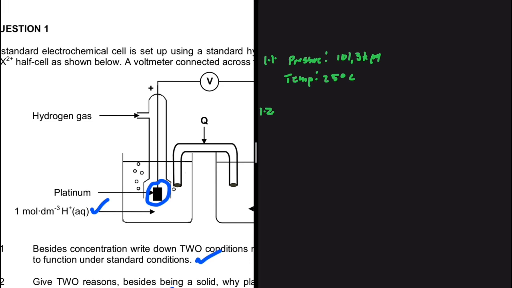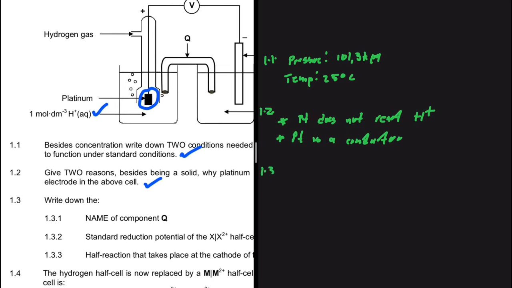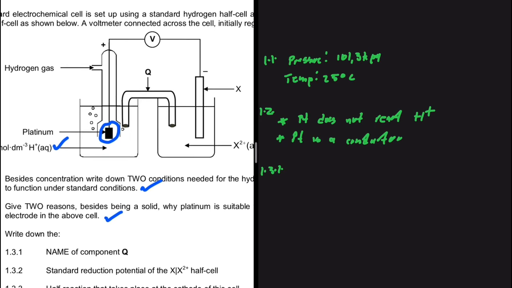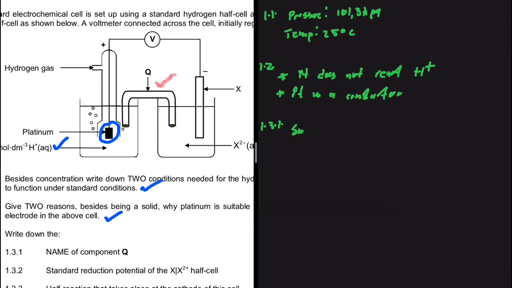But apart from platinum being a solid, what other properties does it possess? Platinum does not react with H+. So that is one of the reasons why it is being used as an electrode. And another reason is that platinum is a conductor. At 1.3, we're supposed to write down the name of component Q. This is a galvanic cell and component Q should be a salt bridge. So there we go. We have a salt bridge in 1.3.1.